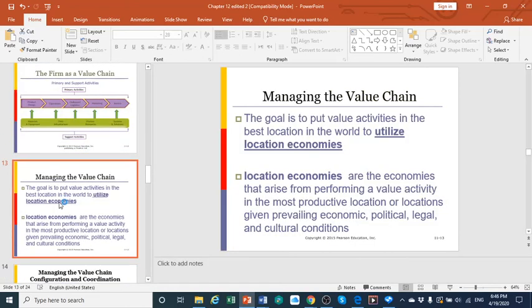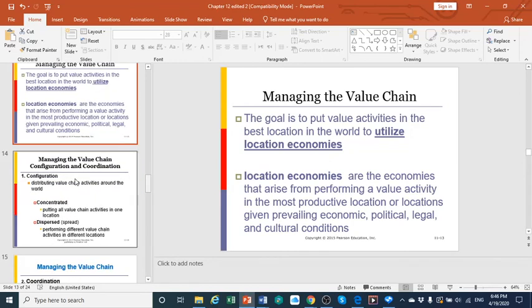How can we manage the value chain that we indicated in the previous slide, in the previous figure of primary activities and supportive activities? Managing the value chain has the goal of putting the value activities in the best location in the world. Why? Because we want to reach something called utilizing location economies. Location economies arise from performing a value activity in the most productive location or locations, given the prevailing economic, political, legal, and cultural conditions of the place that we will be operating in.